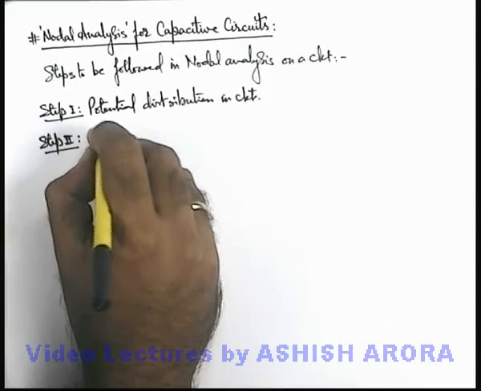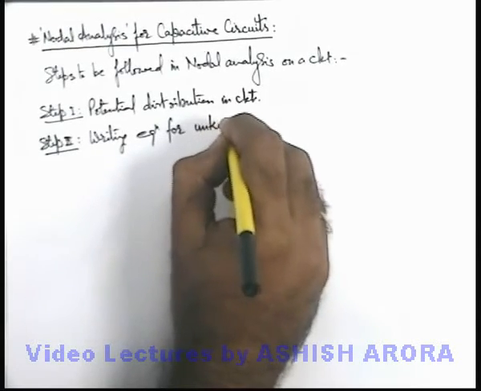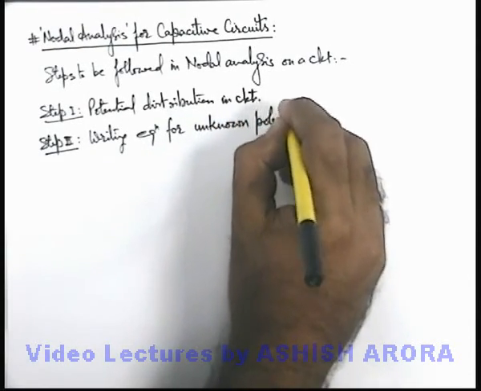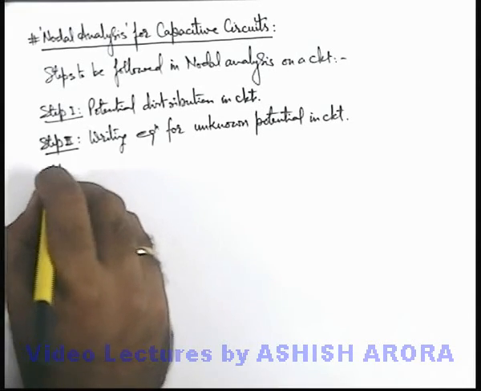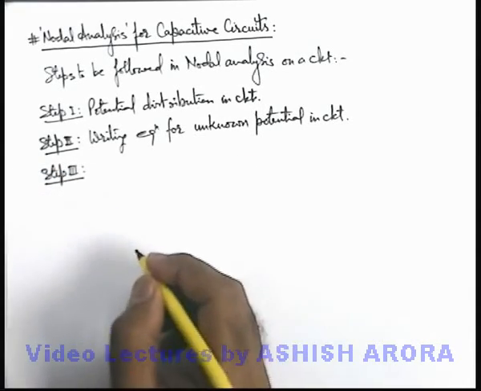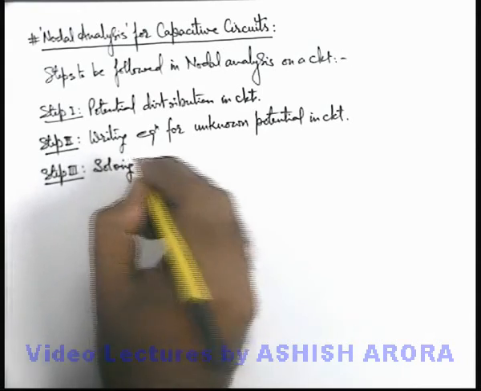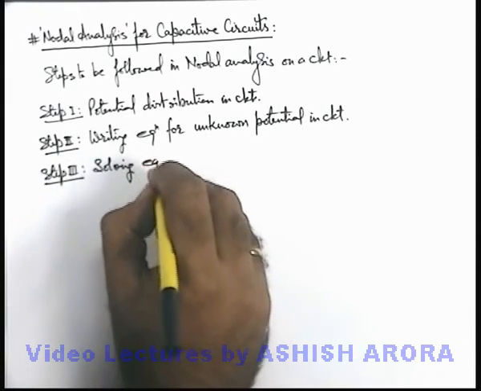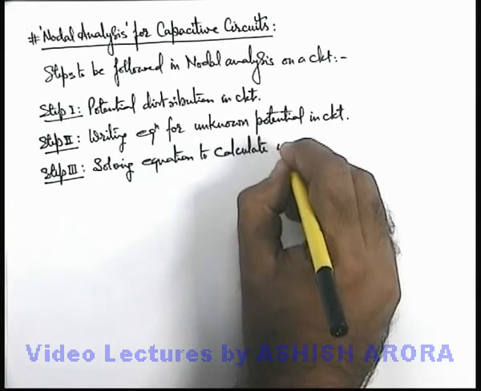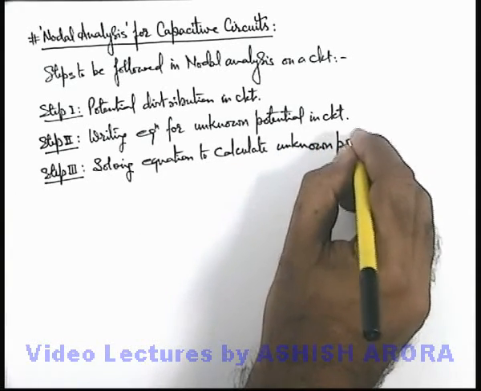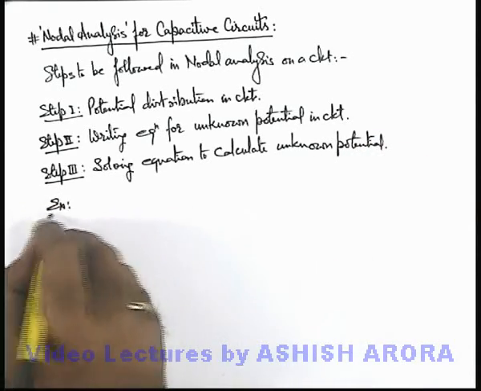And step 2 is writing equations for the unknown potentials in the circuit. And step 3 is directly solving these unknown potentials, that is, solving the equations which we have developed. So step 3 is just a concluding step where we solve the equations to calculate the unknown potentials. How it is done, we take up an example which will demonstrate the same.